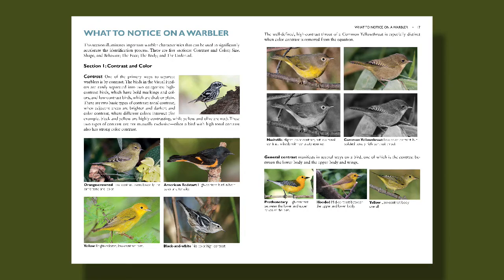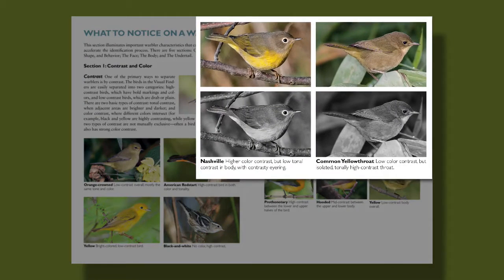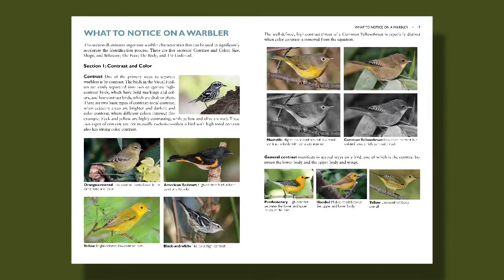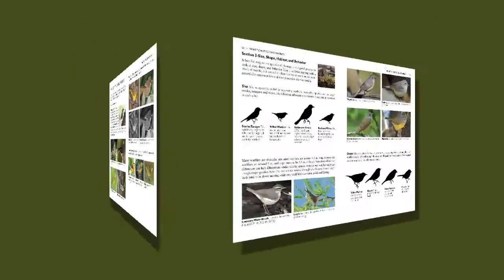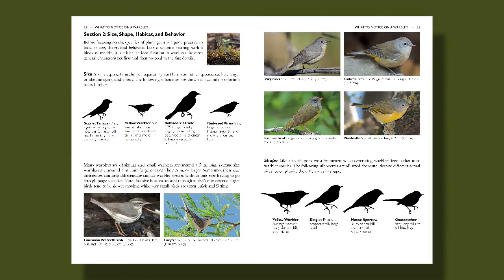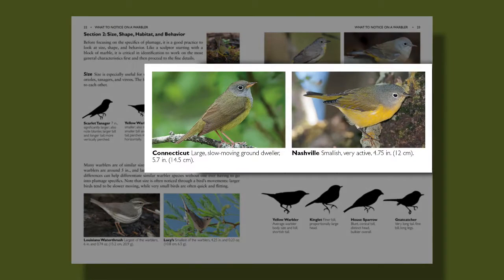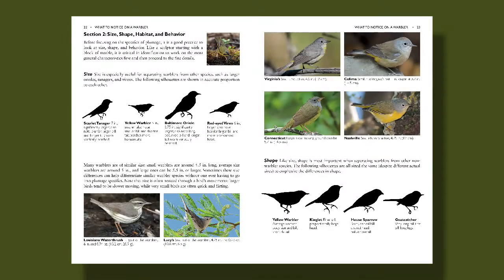In our contrast in color subsection, we go over Nashville and common yellowthroat, two birds that might be confused but are easily separated by using contrast. Common yellowthroat has a distinctly contrasting throat patch, whereas Nashville has a more smoothly graded throat. This is especially noticeable when we show the birds in black and white. Another potentially confusing bird for Nashville is Connecticut Warbler, but as we point out in our size, shape, habitat, and behavior subsection, Connecticut is much larger and slower moving, whereas Nashville is small and very active.